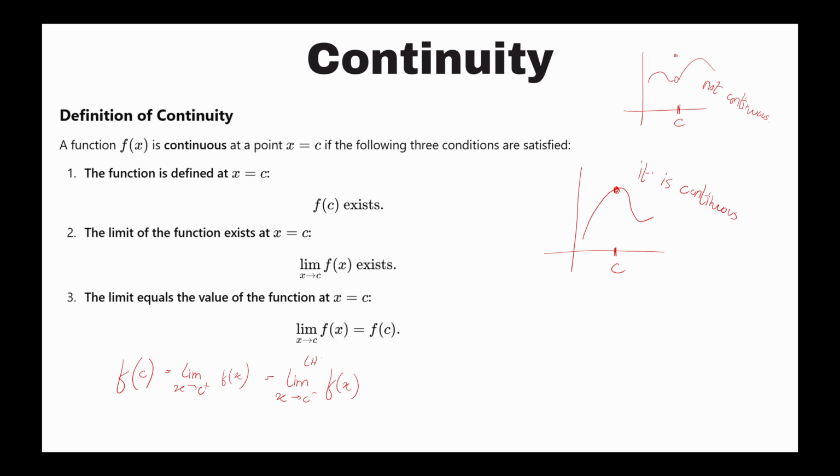So this is my LHL, this is my RHL. If all these come out to be equal, and I mean a finite value, of course all these need to be a finite value, then we say that at point c our function is continuous. So here also the same thing has been mentioned. f of c exists, limit x tending to c f of x also exists, and both of these are equal. So that is why we can say our function is continuous.